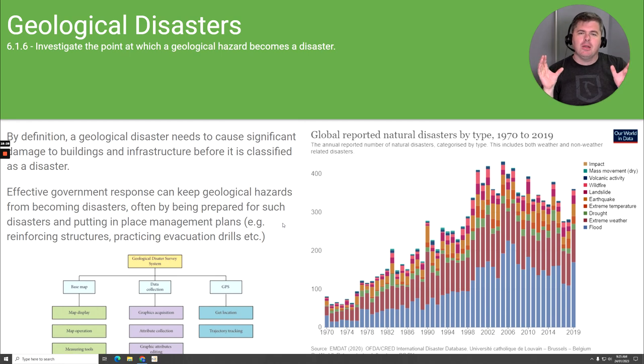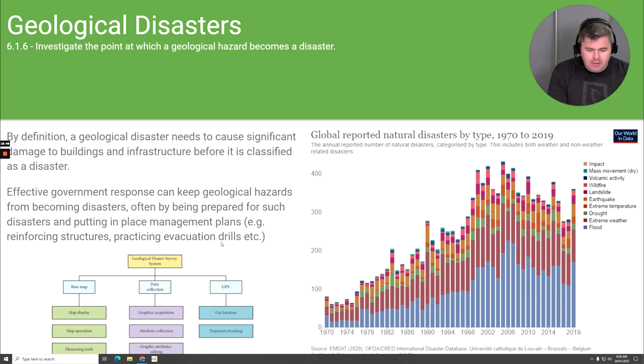City B had none of these things. So while the earthquake might have caused some damage to City A, City B might be completely decimated. And while it's a geological disaster for both cities, City A got off a lot better, because it was prepared and it was aware.